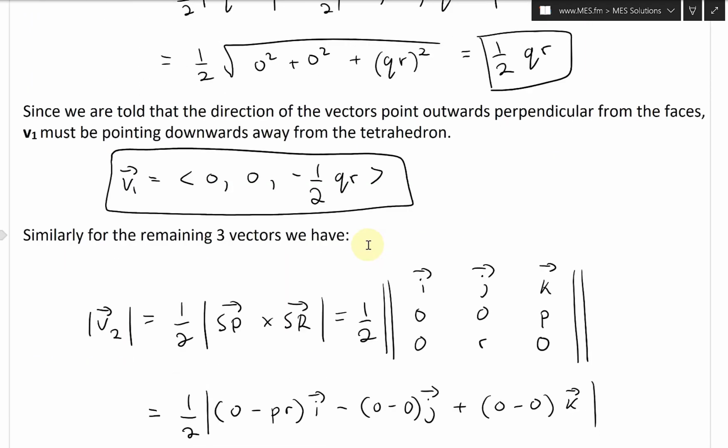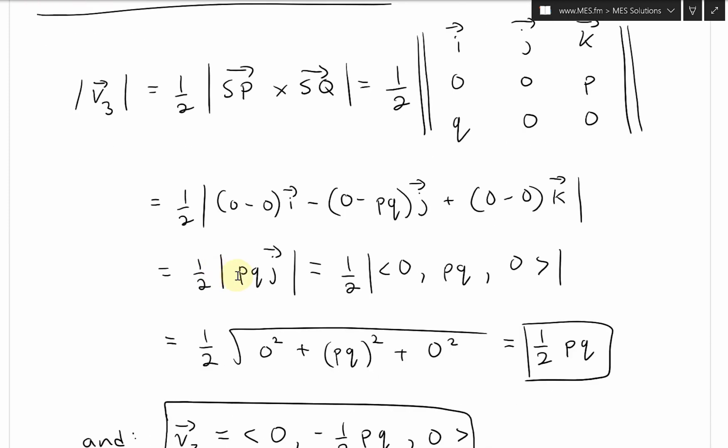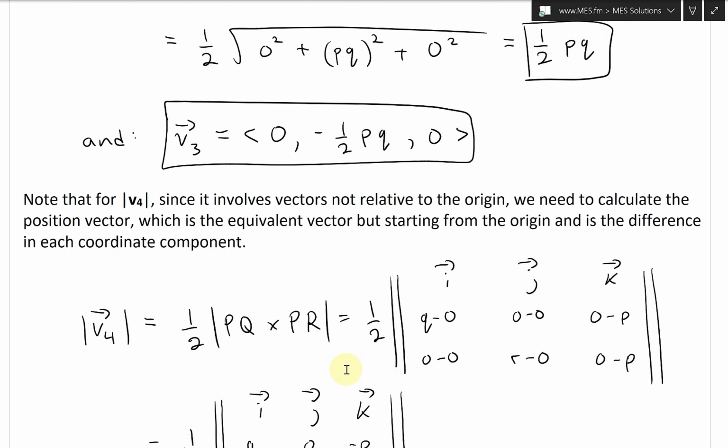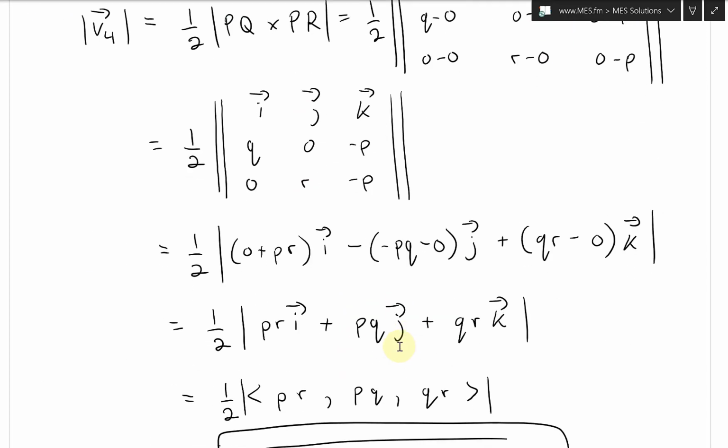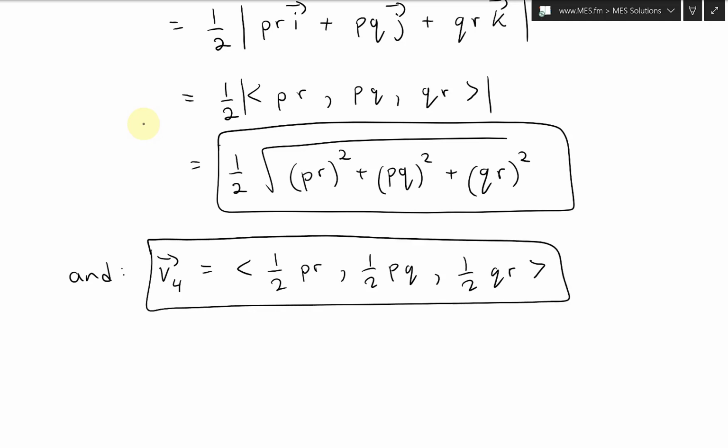So notice all these other ones we just took accordingly. This one's going to be negative. This one we took positive. This one's also negative. Then V3 was negative as well. This one is positive. So the only one that's actually positive is this one. So we'll just put these all down and multiply the 1/2 inside this cross product setup there. This is going to be all positive. So 1/2 PR, 1/2 PQ, 1/2 QR, like that. All right, box this in.